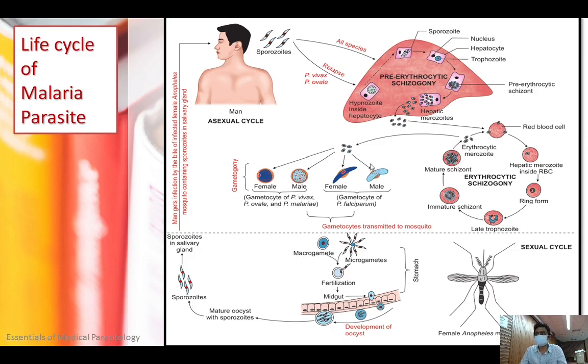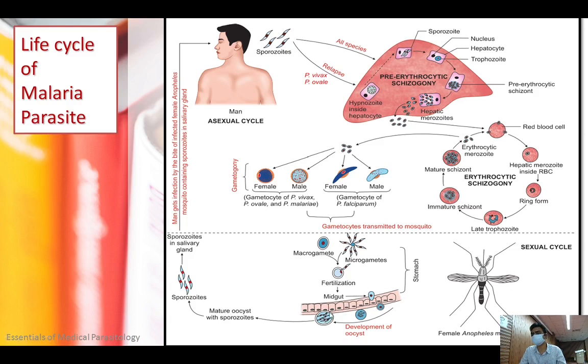The male gametocyte will undergo exflagellation, which results in the formation of microgametes. The macrogamete does not divide further, it only matures. So this single macrogamete, after exflagellation, is fertilized by one of the developed microgametes, and after fertilization it will form ookinete cells. These ookinetes will invade the gut mucosa of the mosquito and remain just below the basolateral membrane, resulting in the formation of oocysts. These oocysts will mature further.